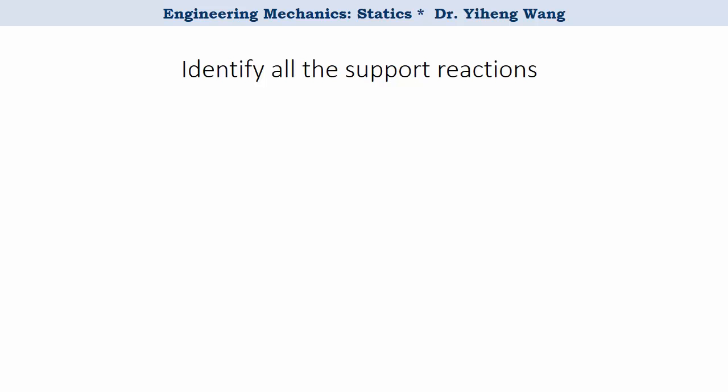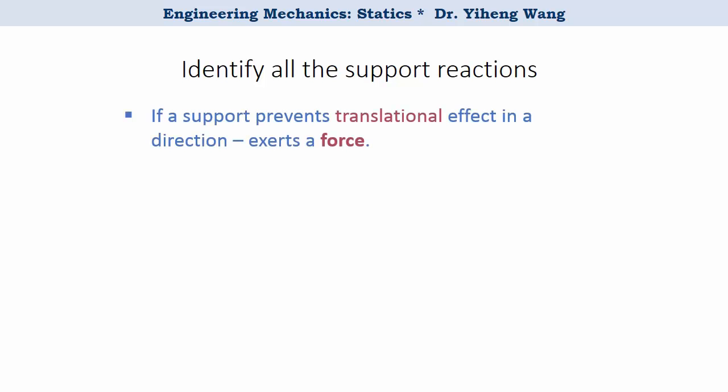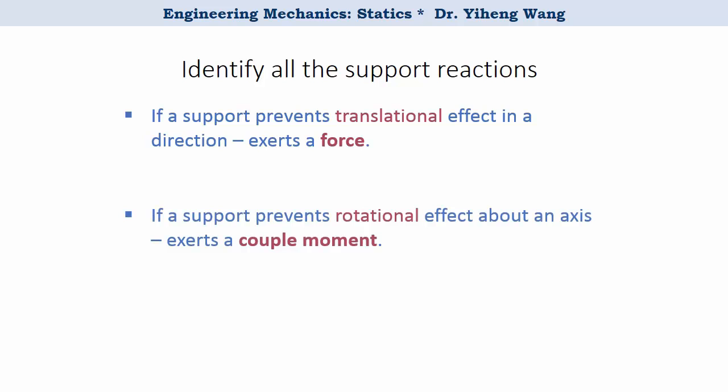So again, in order to complete the free body diagram, we need to identify all the external forces and couple moments acting on the body, and therefore we need to identify all the support reactions first. Once again, the rule of thumb is, if the support prevents the translational motion in a certain direction, then the support exerts a force along that direction against the motion. And if the support prevents a rotational motion about an axis, then it exerts a couple moment about that axis against the tentative rotation.